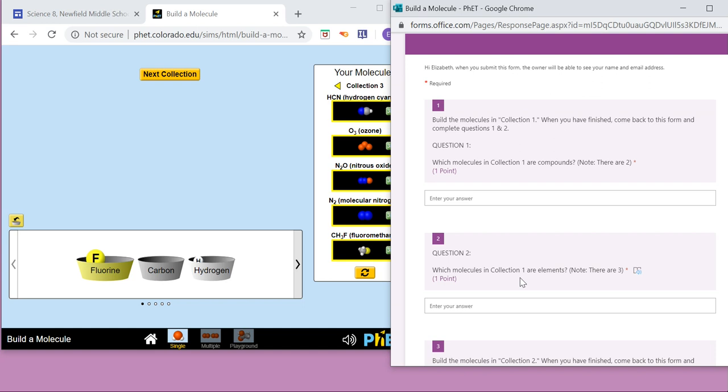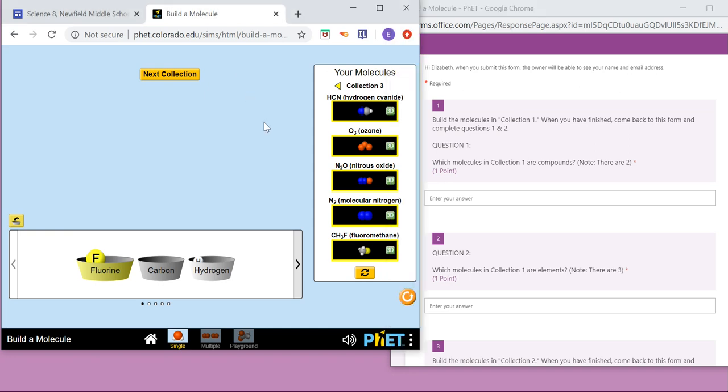Question 1 asks you to identify the molecules in the collection that are compounds, and question 2 asks you to identify the molecules in the collection that are elements. For example, in collection 3, ozone is an element because there are only oxygen atoms in this molecule. Molecular nitrogen is also an element because there's only nitrogen atoms in this molecule. Nitrous oxide is not an element because it's made of different types of atoms, nitrogen and oxygen. Therefore, nitrous oxide is a compound. Other compounds in this collection are hydrogen cyanide and fluoromethane.